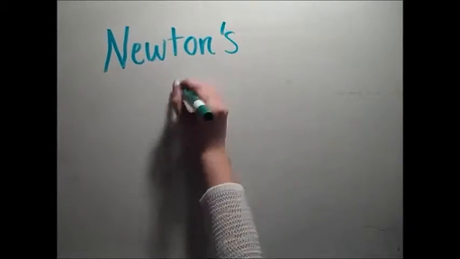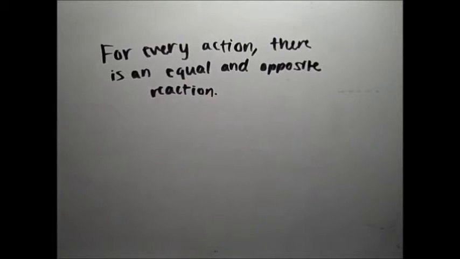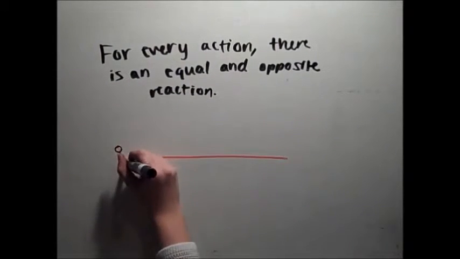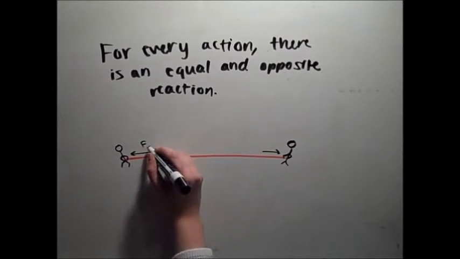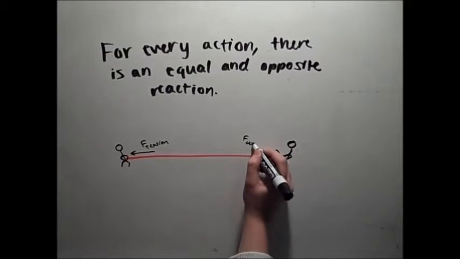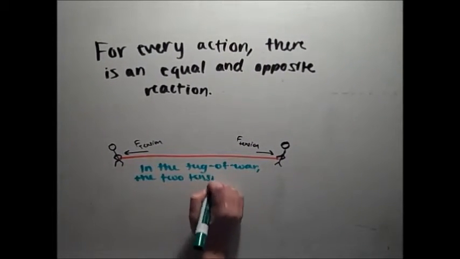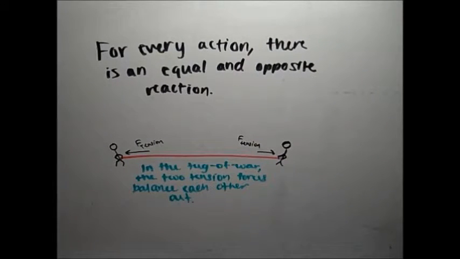Third law. Newton's third law states that for every action there's an equal and opposite reaction. This means that the force of one object on another object is the same as the force of the second object on the first. The forces are equal to each other, they are just in opposite directions. For example, if 2 people are playing tug-of-war, then the tension force that one person is putting on the rope is the same as the tension force the other person is putting on the rope, just in opposite directions. If one person puts a 10 Newton force on the rope, then the other person would put a negative 10 Newton force on the rope.